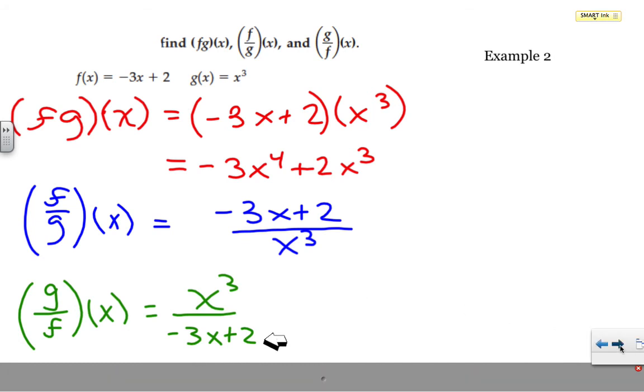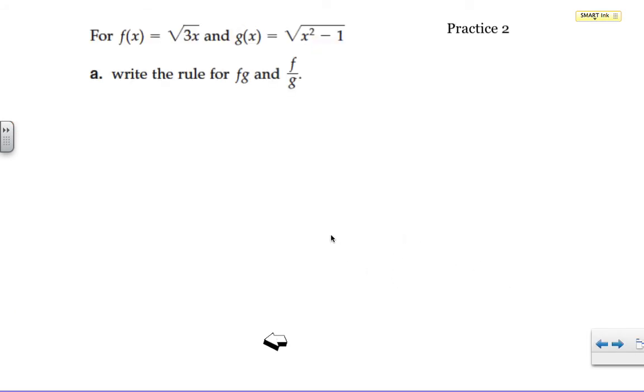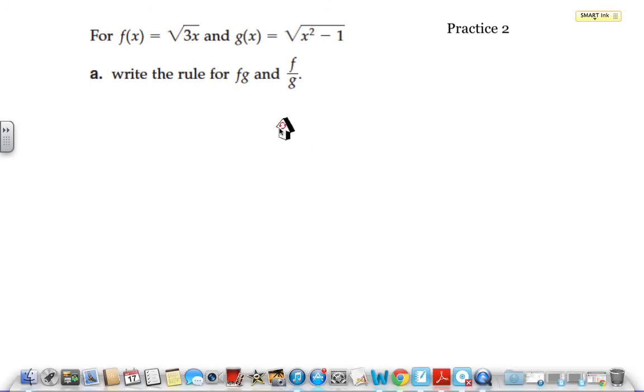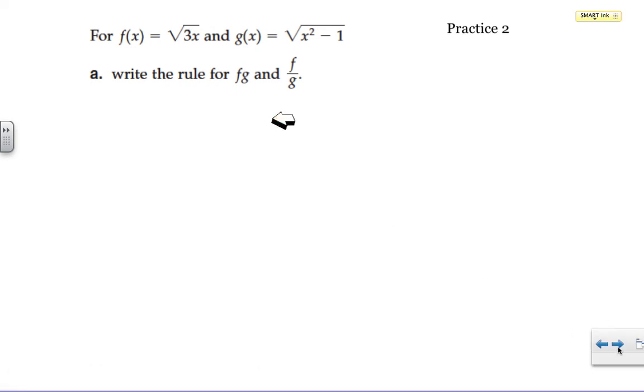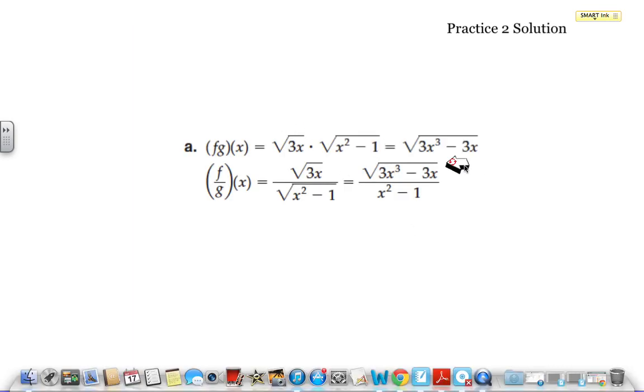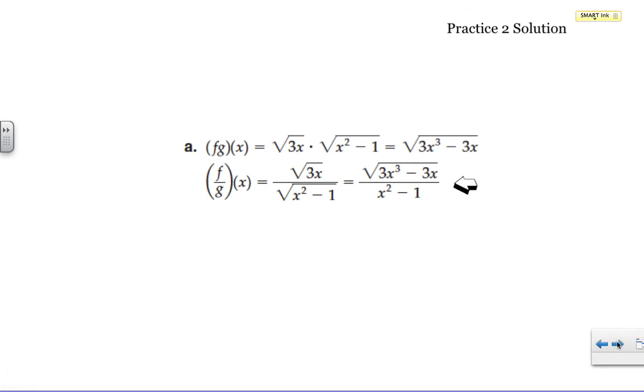Here's your practice problem. The directions say write the rule. It means find f times g and f divided by g, because it's not going to end up being a number. It'll be an expression. One thing I want to point out in the f divided by g is that they did rationalize the denominator. That's important. If you don't remember how to do that, look up a YouTube video on it. It's out there.